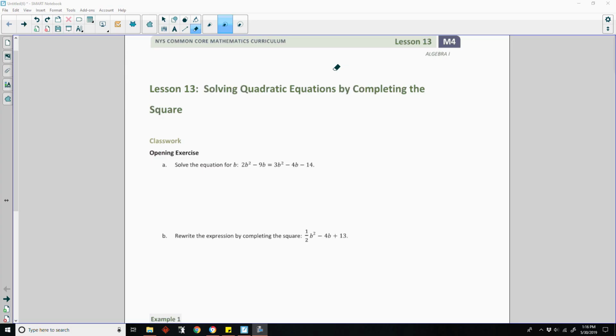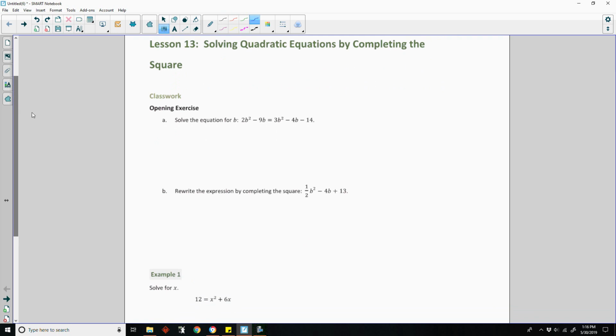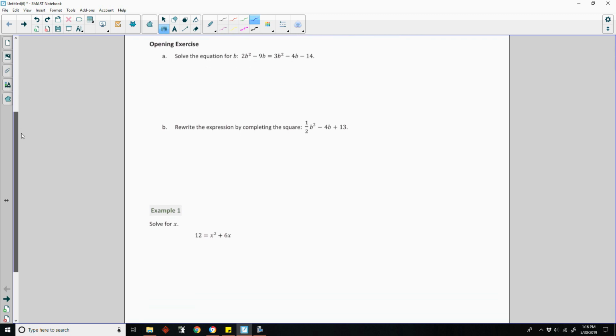Welcome to Lesson 13. This is solving quadratic equations by completing the square. So in Lesson 11, we completed the square of quadratic expressions where a was 1. In Lesson 12, we completed the square of expressions where a was something other than 1. And so now we're going to solve quadratic equations using completing the square.